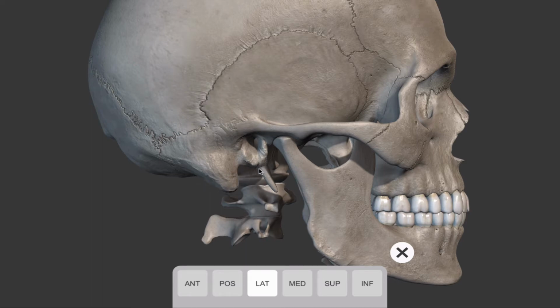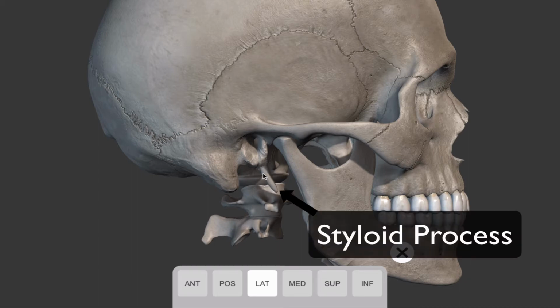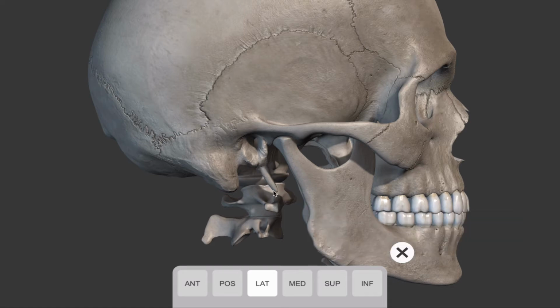Right in front of it, a little bit deeper, there's a tooth-like projection, and it is called the styloid process. It also serves as muscle attachment for the tongue and muscles involved in swallowing.